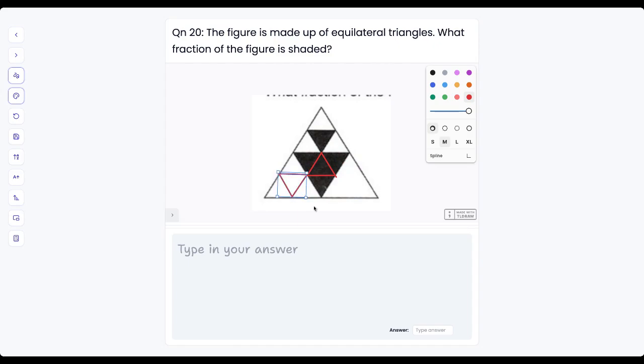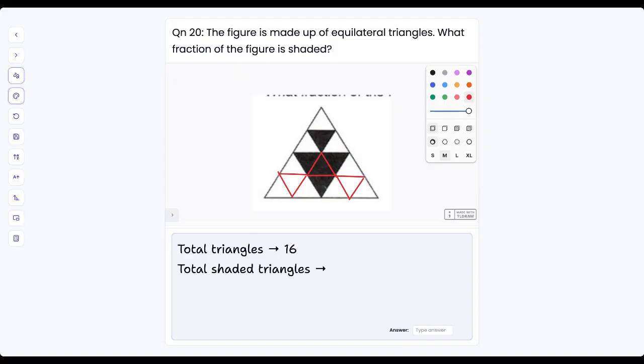Okay, that's what I see over here. Same thing, that's what I see over here as well. Right, so now we can combine. Total triangles is equal to 4 times 4, so this will be 16. Total shaded triangles is equal to 1, 2, 3, 4, 5, so 5. So the fraction of shaded triangles is equal to 5 over 16. So that's the answer. 5 over 16. All right, let's move on to the next question.